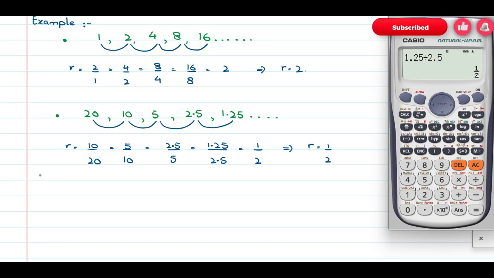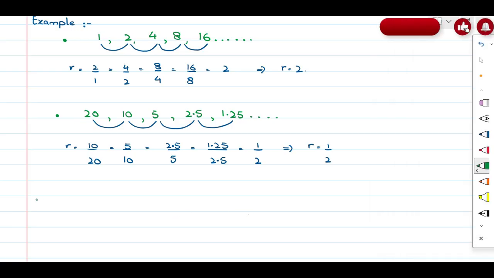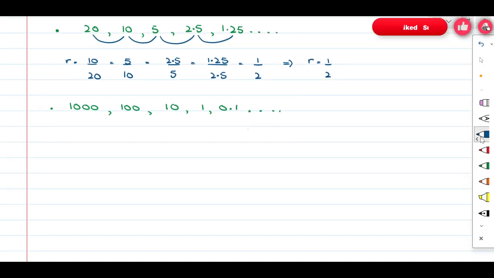Okay, now let's do another example. If I have 1000, 100, 10, 1, 0.1, and so on. Okay, sorry, this is 1, 0.1, and so on. Now let me solve the common ratio.